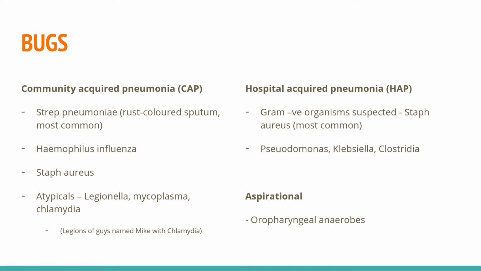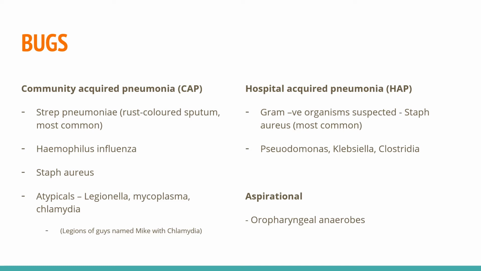So our atypicals, a good way of remembering this is with the little catchphrase, legions of guys named Mike with chlamydia. So our most common atypicals, but this is not an exhaustive list by any means. So we've got Legionella, Mycoplasma, and chlamydia. And if you're like me, it was this time last year that I realised that chlamydia was more than just an STI. It can also cause pneumonia.